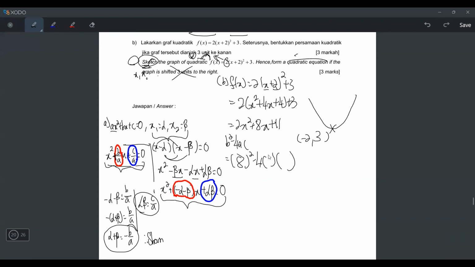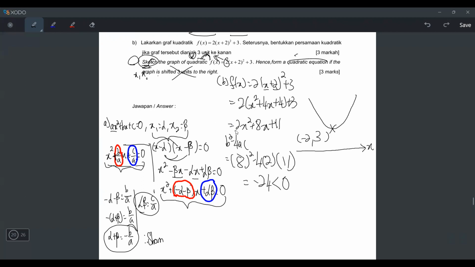So b is 8, the a is 2, the c is 11. So I should end up with something like, okay, 64 minus 8 times 11 is 88. Negative 24. So can you see it's smaller than 0? It means I should draw my x-axis really like this. Like it doesn't touch. It means it has no roots.